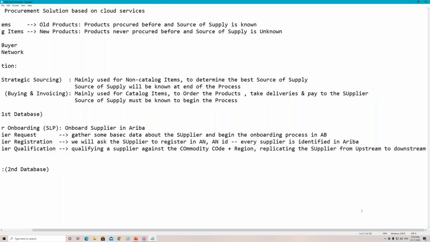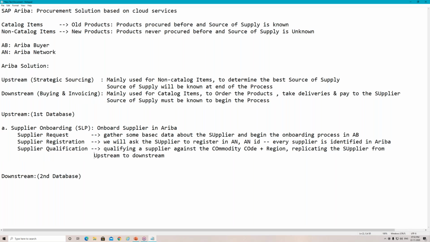I think you know it went out over there. Yeah, exactly. So from upstream to downstream over there. But remember, this is not happening in the foreground. It is happening in the background.